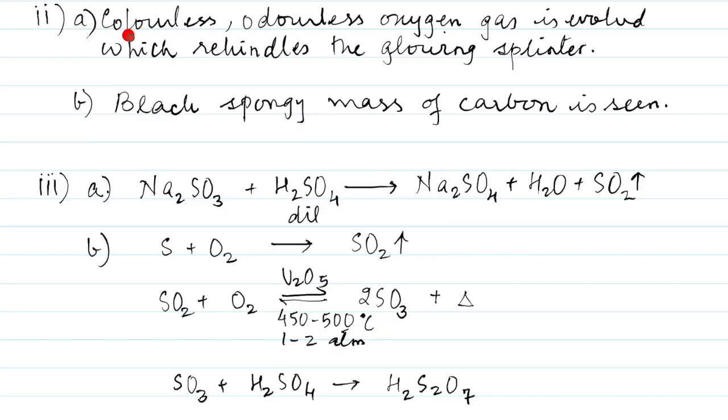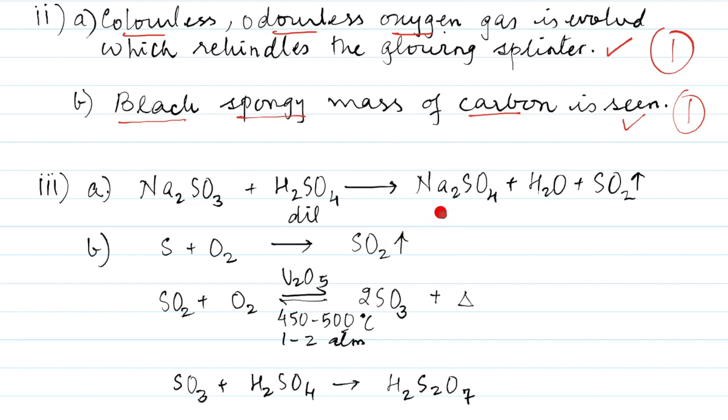So when potassium nitrate is heated, we'll have oxygen gas. What is the observation? It is colorless, odorless gas, and it rekindles the glowing splinter. So you write this, you get your 1 mark. Then sugar and concentrated sulfuric acid, you will have black spongy mass of carbon. You write this, you get your 1 mark.